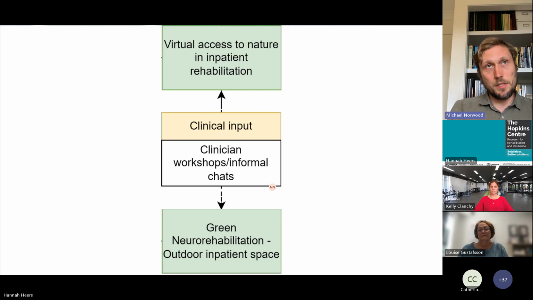So we had the research advisory group indirectly leading towards this work because they were talking about nature in all aspects of rehab. We also did clinician workshops, and we have a really strong relationship with the clinicians. And as Louise mentioned, and it's another point I want to make here, those strong relationships led to these informal chats as well, where we got onto nature.